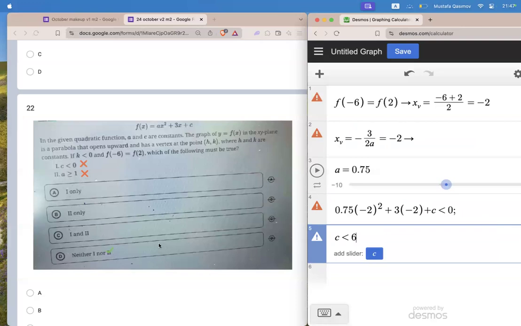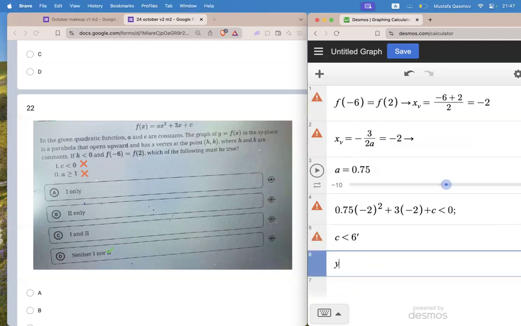X vertex: minus 6 plus 2 over 2 is the x vertex. We find it like this. What about the y vertex? For the y vertex we have this formula, a times x minus h squared plus k. Yes, that one exists too, but we also have this other formula.